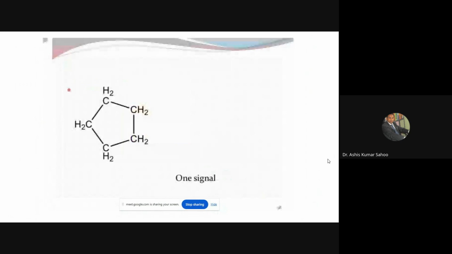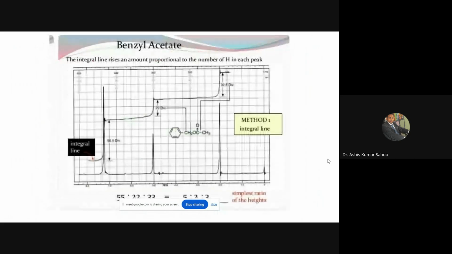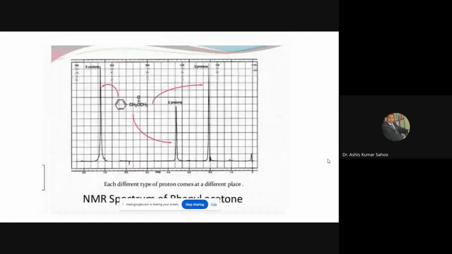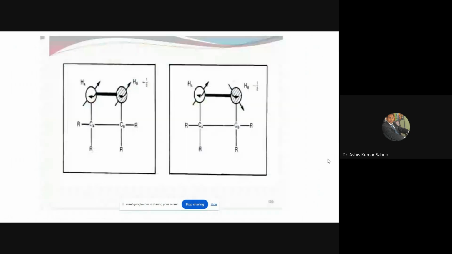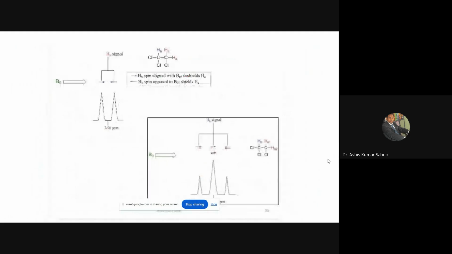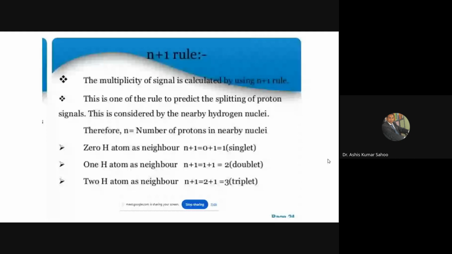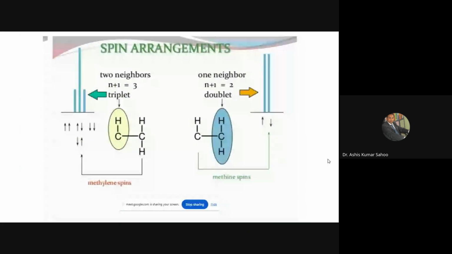So you see the spectra here. This is the splitting rule, and these are the different examples.